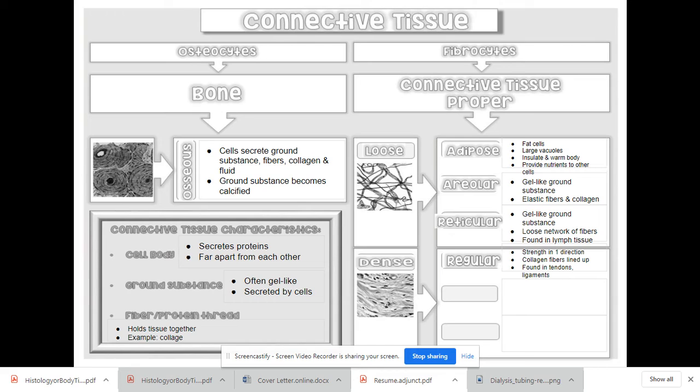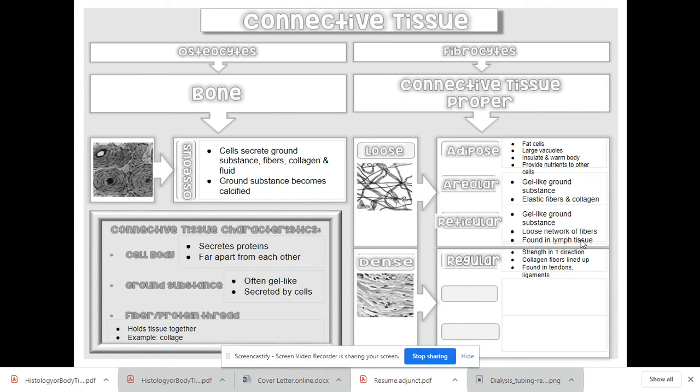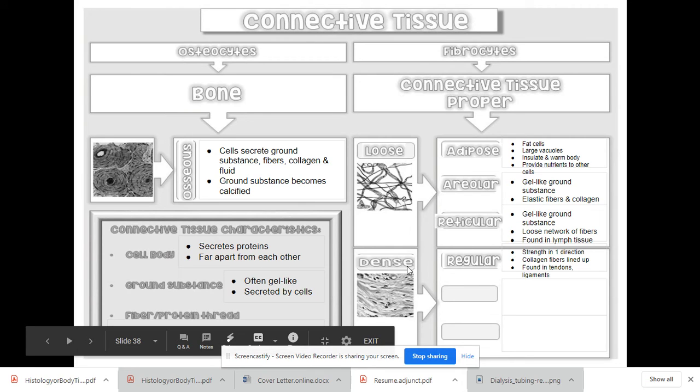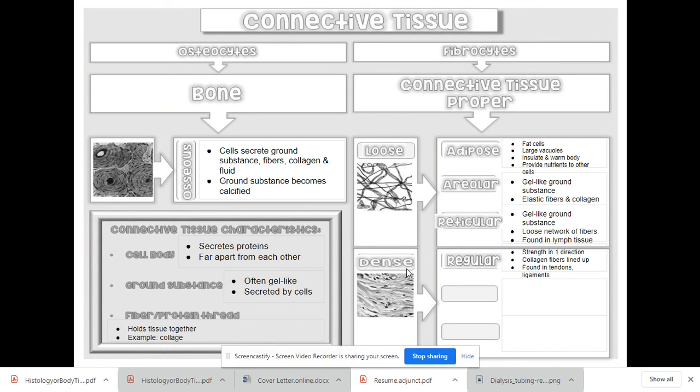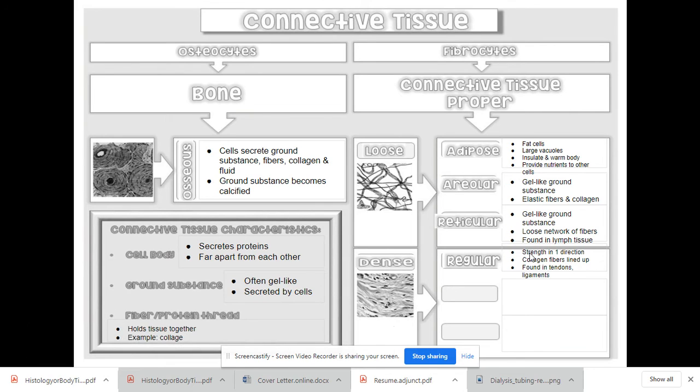It has a gel-like ground substance, a loose network of fibers, and it's found in lymphatic tissue like your spleen, your thymus gland, and your lymph nodes. Then the second kind is called dense. Something is dense, that means it's got a lot of stuff packed in one spot. And so you have regular dense tissue, and the fact that all the fibers run in the exact same direction, that one gives it a lot of strength.